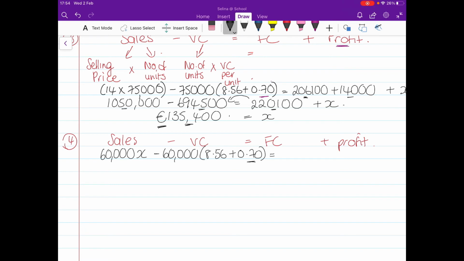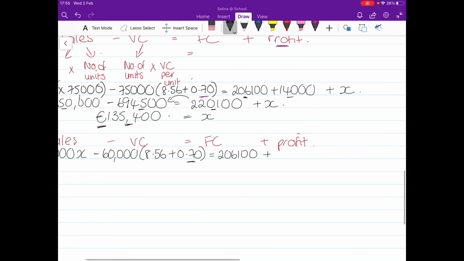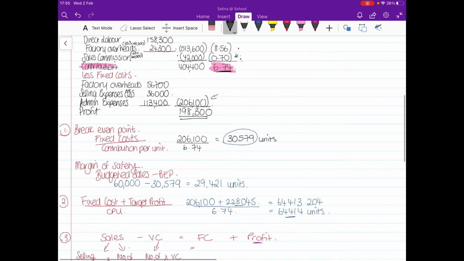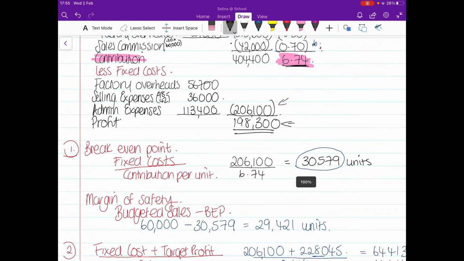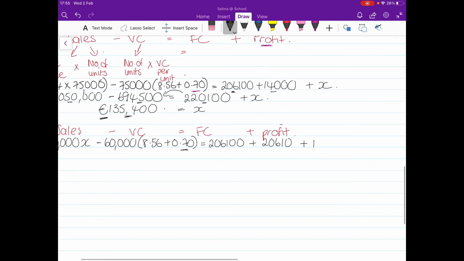That's equal to our fixed cost. They're increasing by 10%. So it's going to be 206,100 plus 10%. So 10% of that is €20,610. And my profit is remaining the same. So my profit is the same as what it was in the original, which is the €198,300. So you're going to add 198,300. Okay, and now we're ready to go.